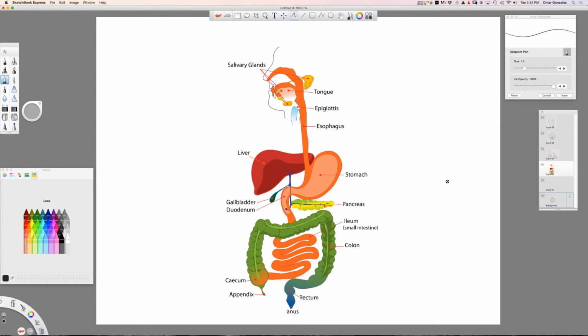Next, let's see what we got. Digestive system. Awesome. So in the digestive system, we start off with the mouth. We started talking about, let me go back to the whole point.